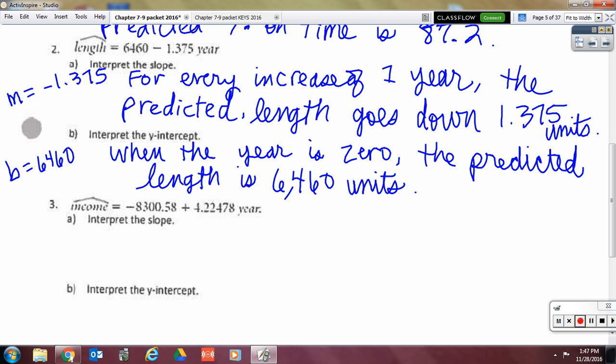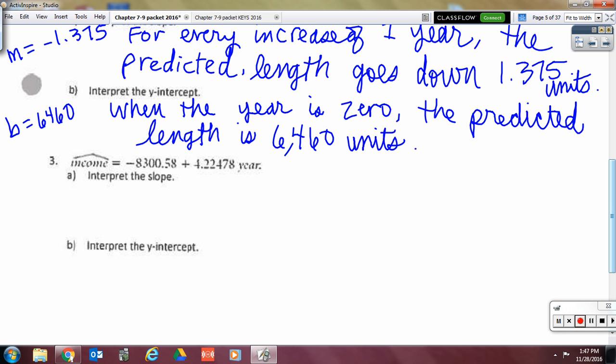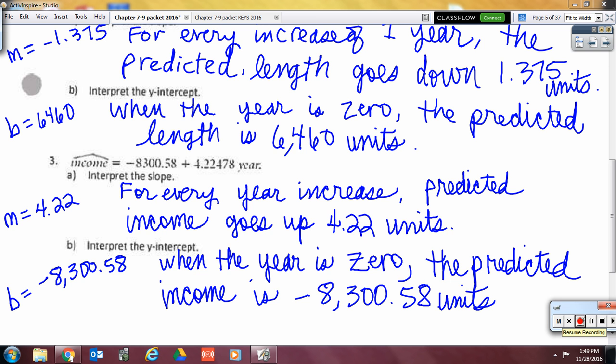All right, the next one is about income and year. I want you to try those right there. It could be that at the beginning of this time frame you're in college, and that's your monthly debt until you get a job. For the slope, for every year increase, the predicted income goes up 4.22 units, whatever it is. Interpret the y-intercept: when the year is 0, whatever time we're starting at, the predicted income is negative $8,300.58, I guess. We don't know the units, and it often does not make sense.